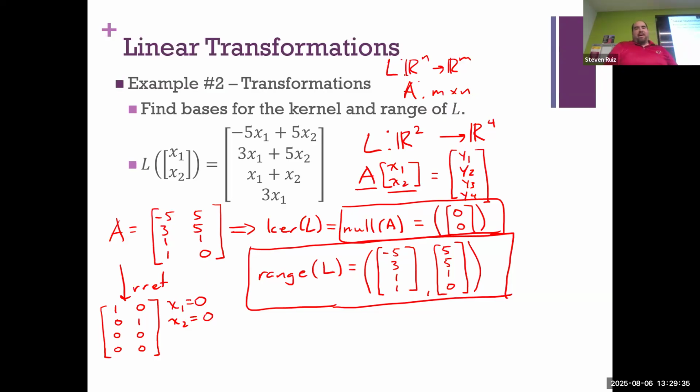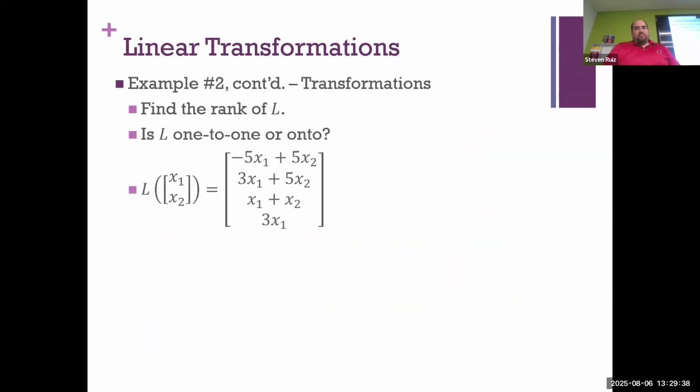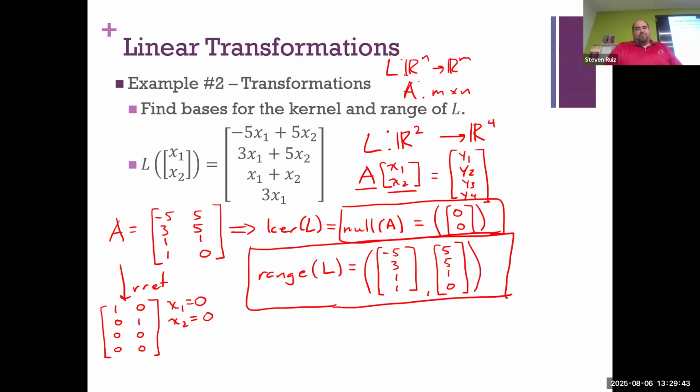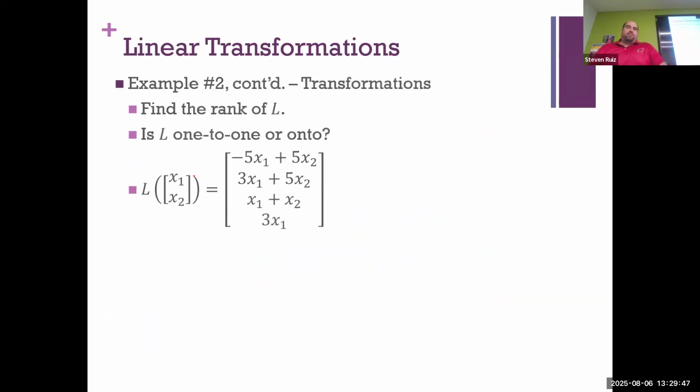All right, so now if I ask you, what's the rank? 2. How come? All right, so the rank of L is 2 because the column space had 2 basis vectors in it. Is L 1-to-1? Yes. How come? The null space is the 0 vector and nothing else. So yes, 1-to-1.